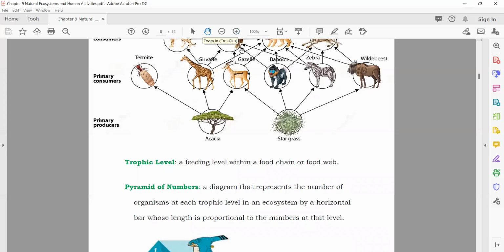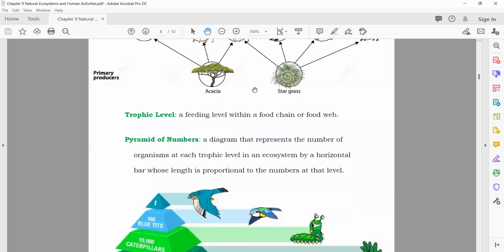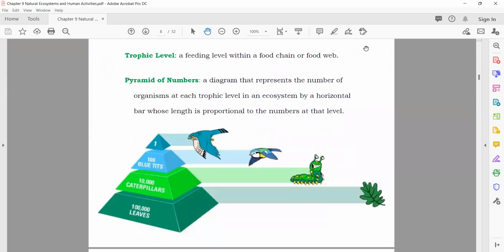Now we will see the trophic level. The trophic level is quite simple. Let's say this is the producer, this is the primary consumer, and this is the secondary consumer. All these are known as levels 1, 2, 3, 4, so they are trophic levels. How many trophic levels are here? 4. It will come in further detail.